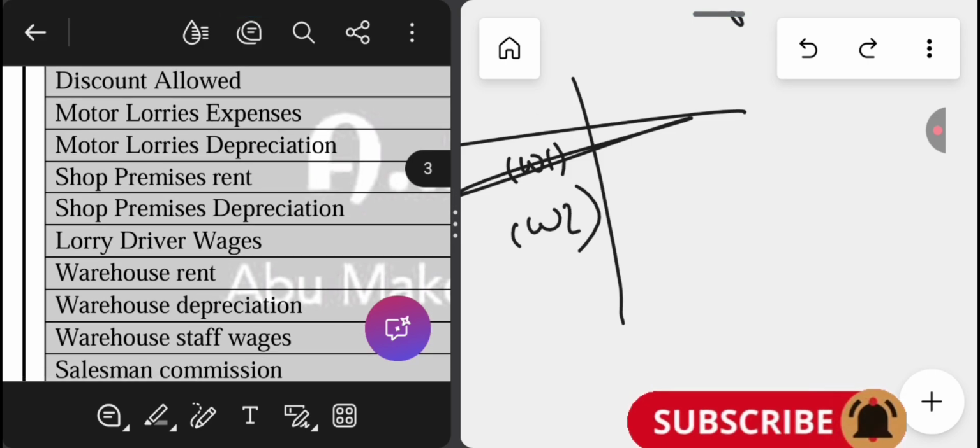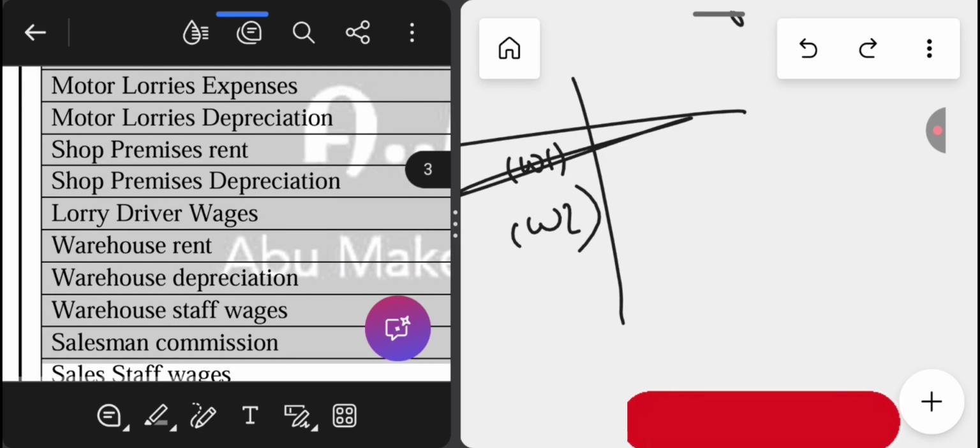Now, shop premises rent. Shop premises rent means that a shop is a place where you sell your products, right? It's a place where your customers know that you exist, and if you don't own the place, you have to pay rent. I don't think I have to explain the word shop premises depreciation.